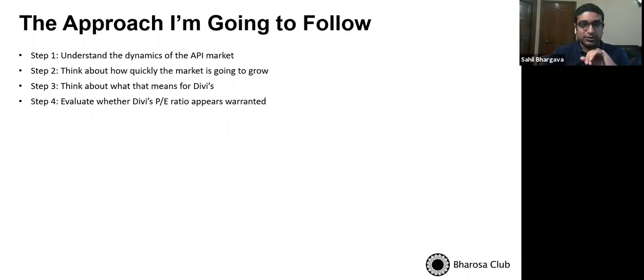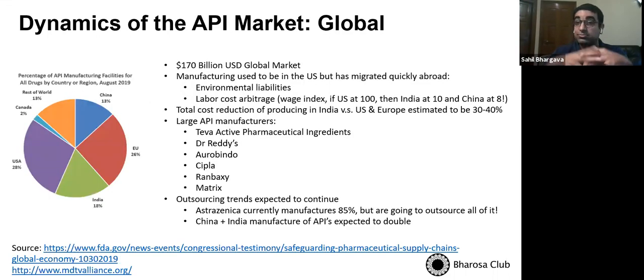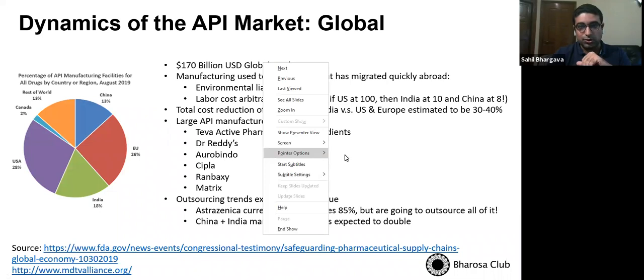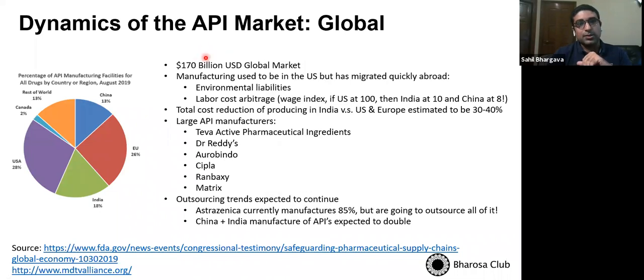So let's walk into the first set of the due diligence. One thing I want to do is turn on my pointer so I can call out things as we go through this. Okay, so first thing I did was I tried to understand the API market at a global level. Where is the manufacturing done of APIs currently? How much of it is done in India, China, and how much of it is still done in high cost regions, right?